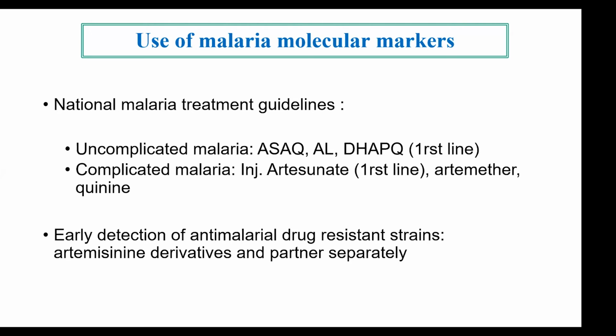We try to convince the NMCP concerning the use of molecular markers in order to have early detection of anti-malarial drug resistant strains, because it's very important to look for these resistant strains, particularly for artemisinin derivatives and the partner drugs separately. Next slide.